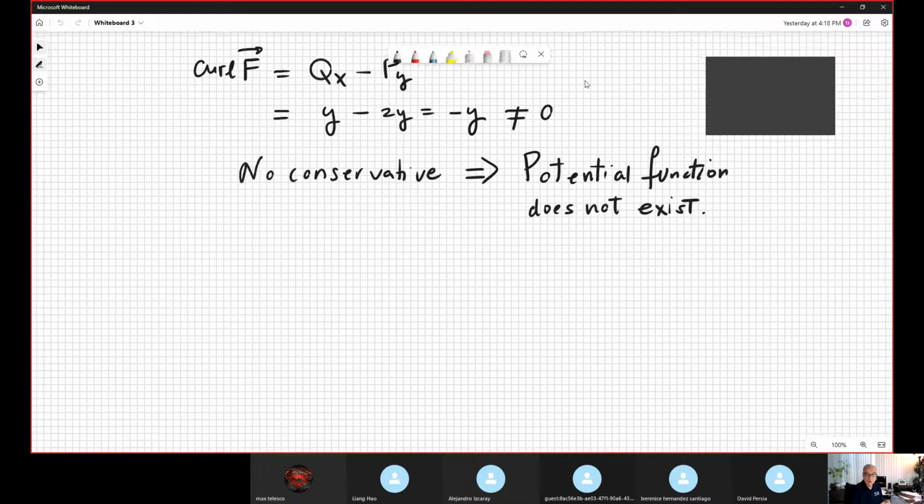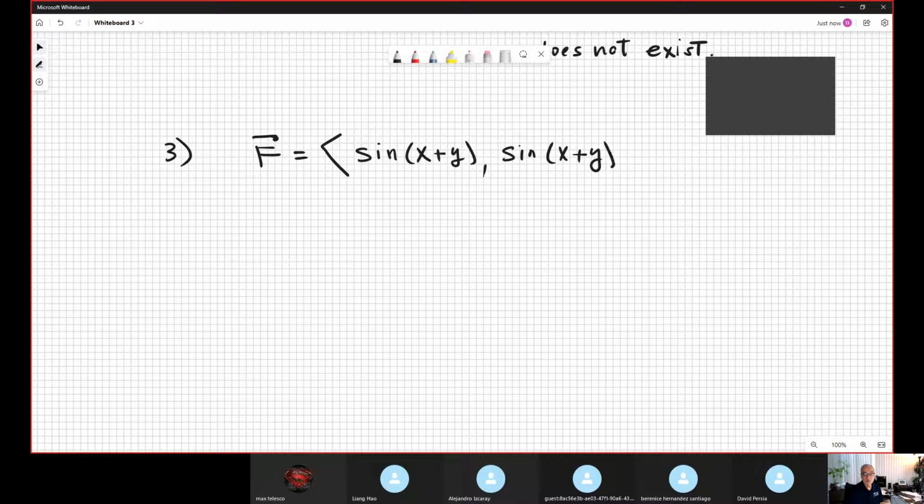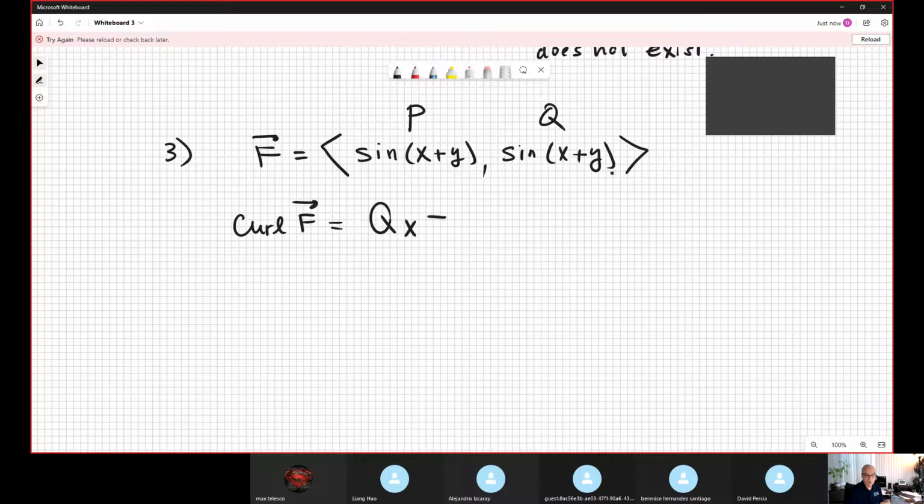Okay, let's move on to number 3. Number 3 is similar. We have a vector field again. This vector field is sine of x plus y, comma, sine of x plus y. Okay, the functions are the same. This is P, this is Q. Same formula, same procedure. Compute the curl of this vector field, which is Q_x minus P_y.